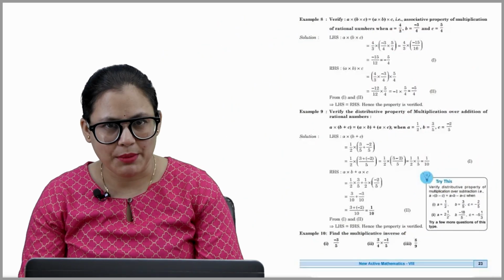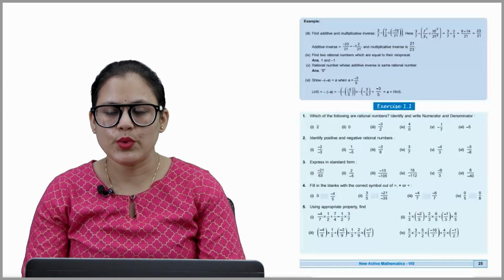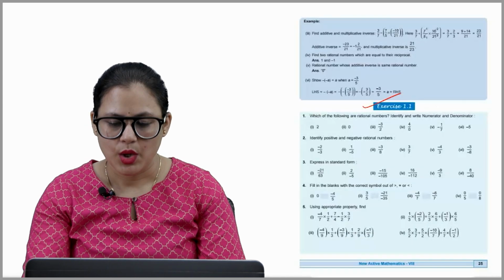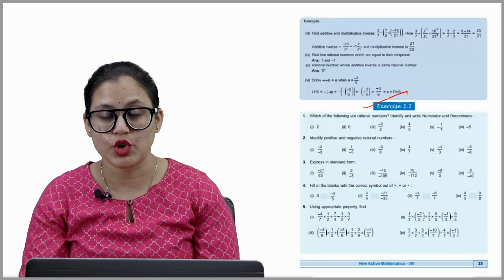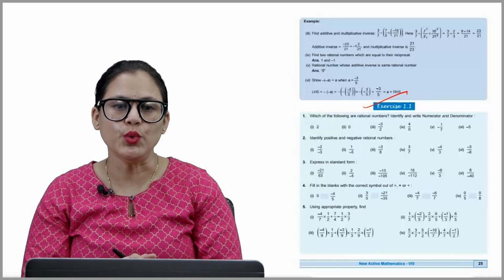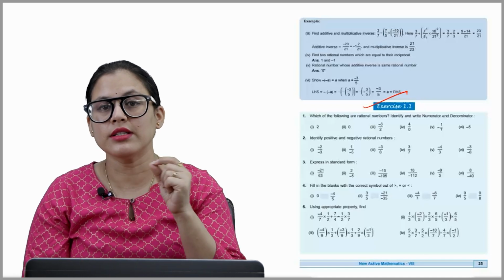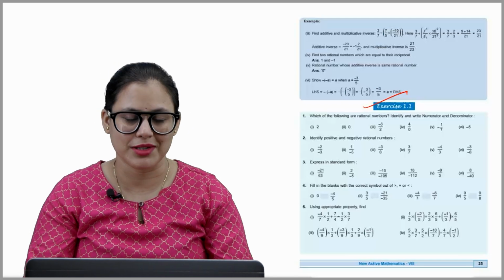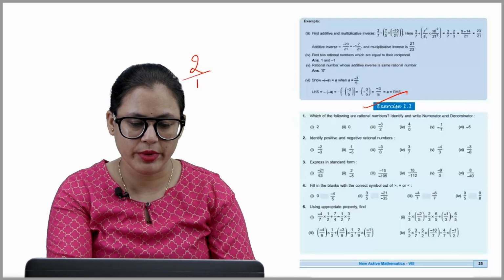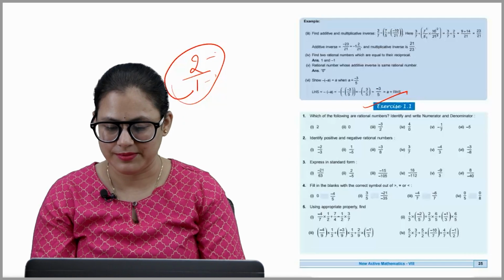Similarly, you will do other examples also, okay? Let's do exercise 1.1. Number 1, which of the following are rational numbers? And identify the numerator and denominator. Okay, students, first you will find out which are the rational numbers, and after finding the rational numbers, you will identify the numerator and denominator. So, this is very easy. For example, 2 by 1, this is a rational number, this is the numerator, this is the denominator, right?